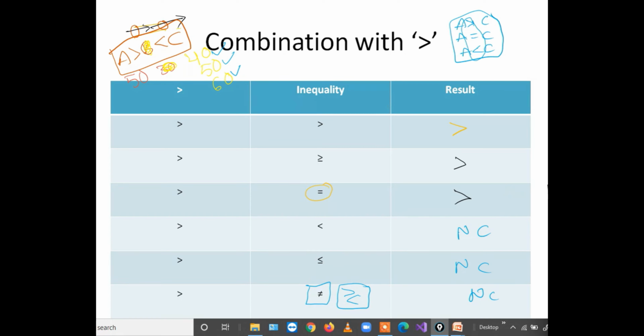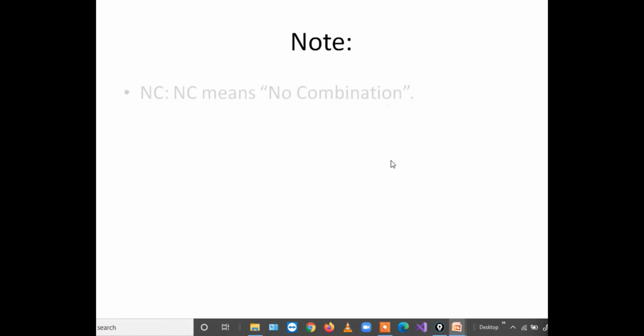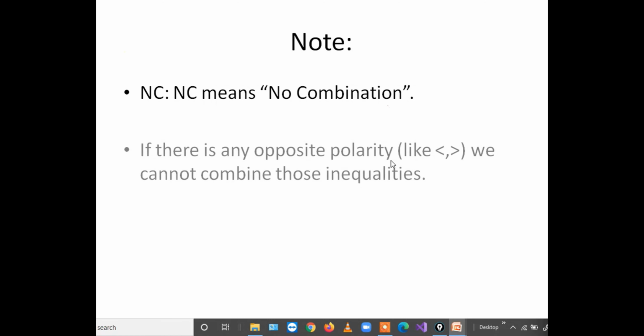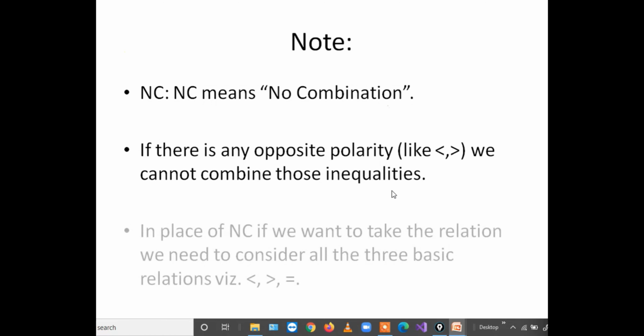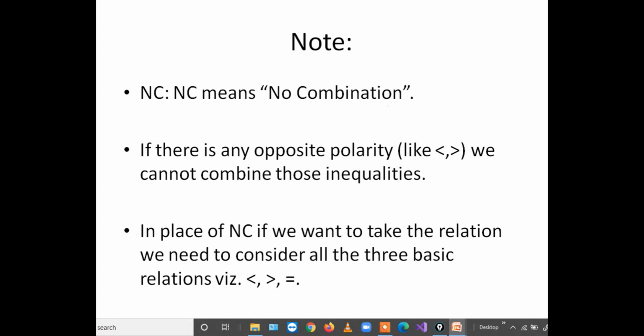Okay, let us move on to another combination. Already told this point: NC means no combination. If there is any opposite polarity like greater than and less than, we cannot combine those inequalities. In place of NC, if we want to take the relation, we need to consider all three basic relations: greater than, less than, and equal to.